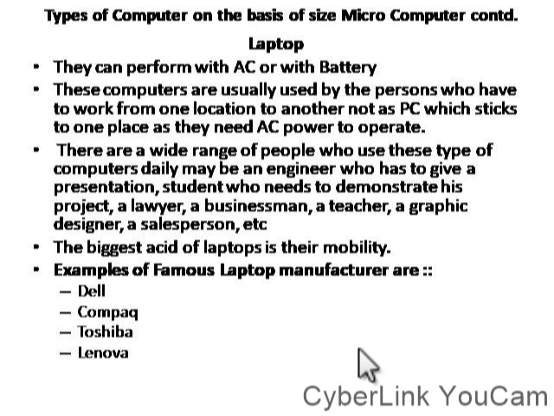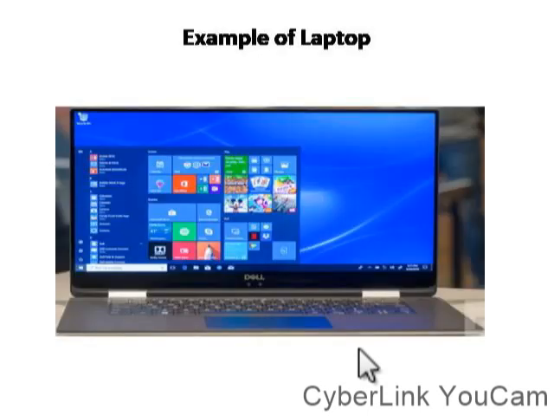As I already indicated, if we want to take a computer from one place to another, laptop computers are very useful. A wide range of people use this type of computer daily, maybe engineers, students, lawyers, businessmen, teachers, graphic designers, salespersons, etc. The biggest asset of a laptop is its mobility. Some popular companies who manufacture laptop computers are Dell, Compaq, Toshiba, Lenovo. It looks like this. You can see in the picture.